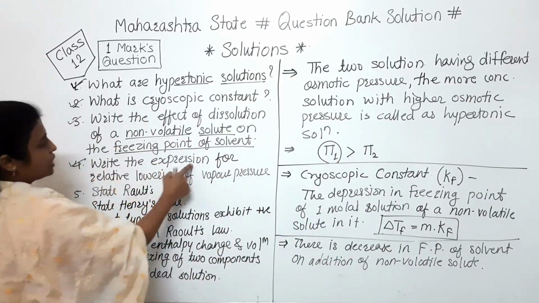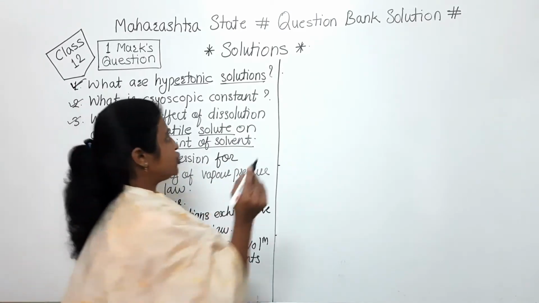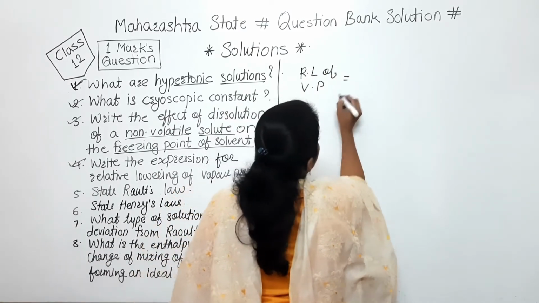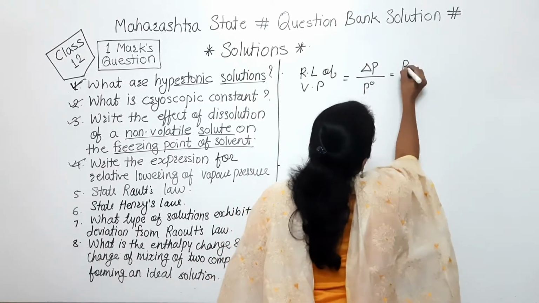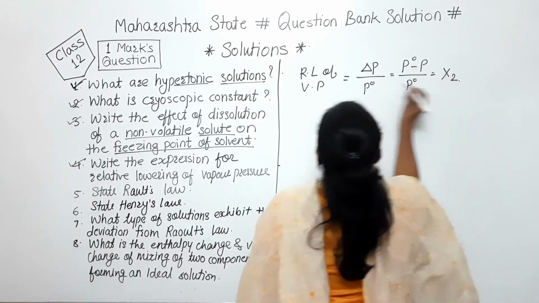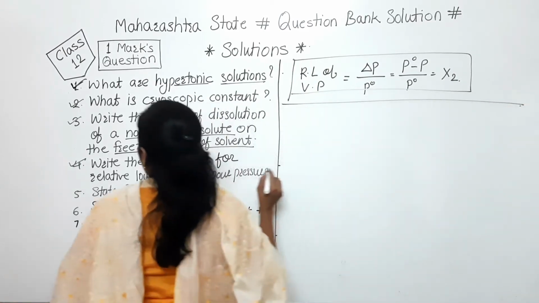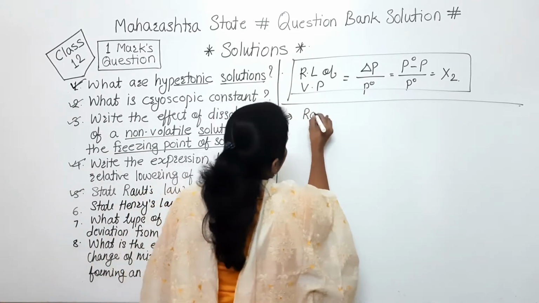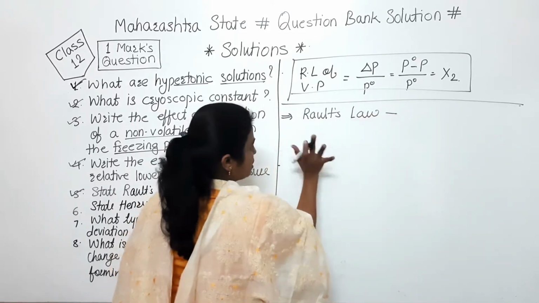Next one, write the expression for the relative lowering of vapor pressure. That relation is relative lowering of vapor pressure is equal to delta P by P naught, or we can write P naught minus P divided by P naught is equal to x2. This is the equation. Next question, state Raoult's law. यहाँ पे हमें क्या करना है, तो Raoult's law का statement लिखना है. What is that statement? Raoult's law is nothing but here firstly we will write the formula.